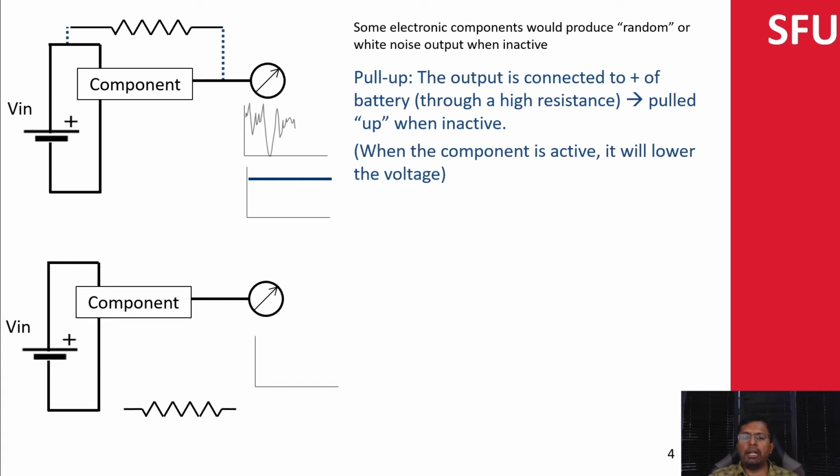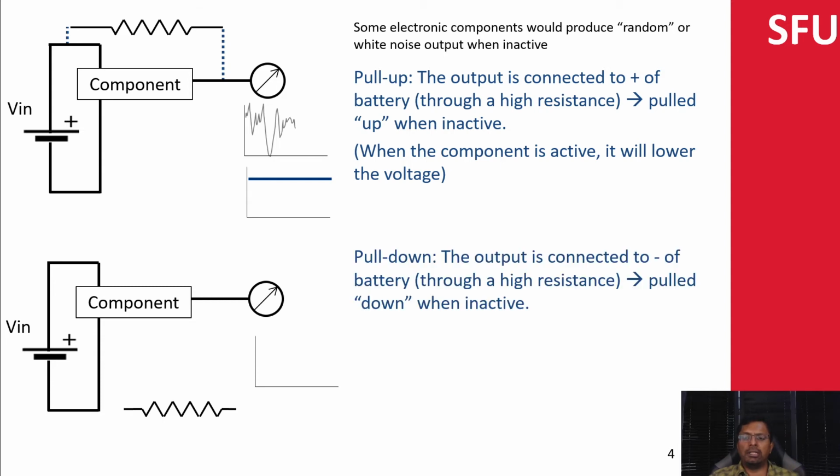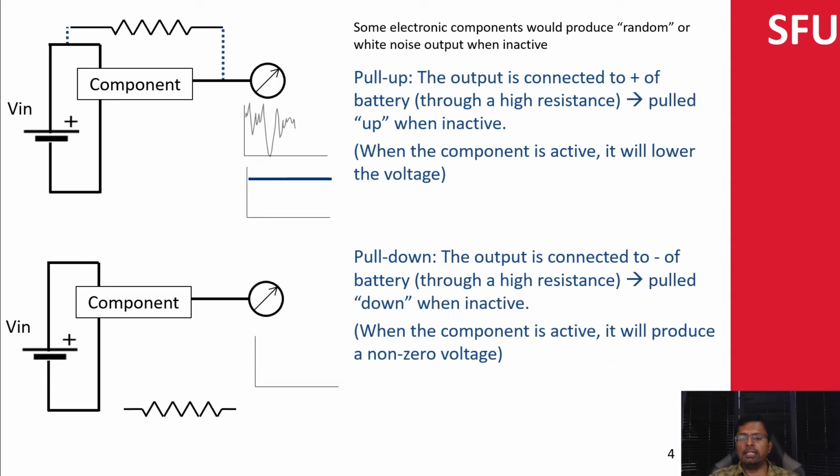Similarly, there are other components which are current sources. In that case, it's typically a pull down resistance. Essentially what you do is connect it to the negative of the battery. I have the symbol here. When the component is active, it increases the output voltage. Essentially it will be zero voltage when it's not active. So you connect the ground over here and here, and if the component needs to output a signal, it will force the signal output to be a non-zero value.